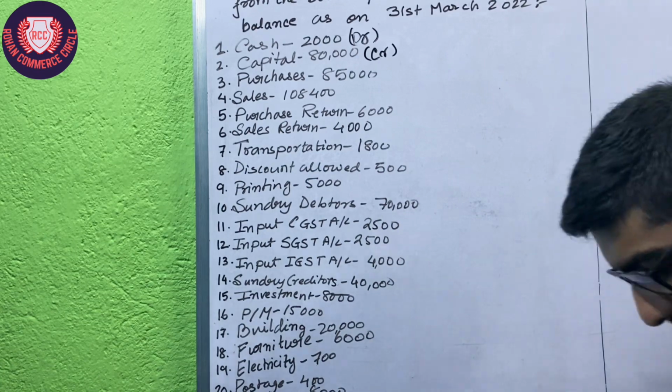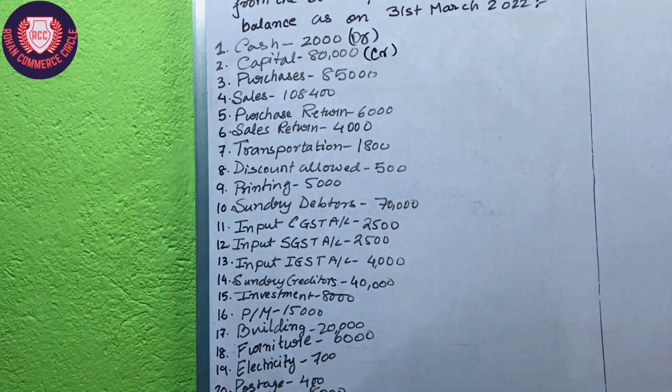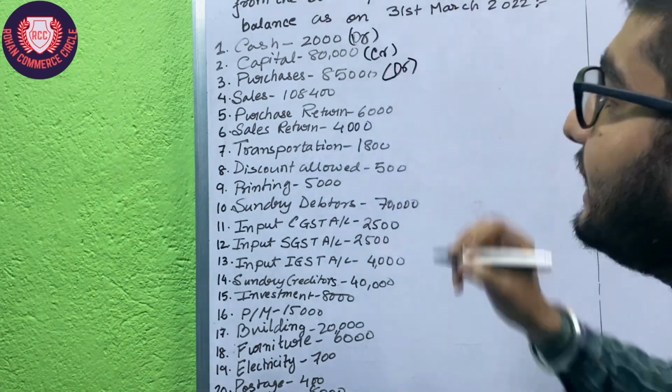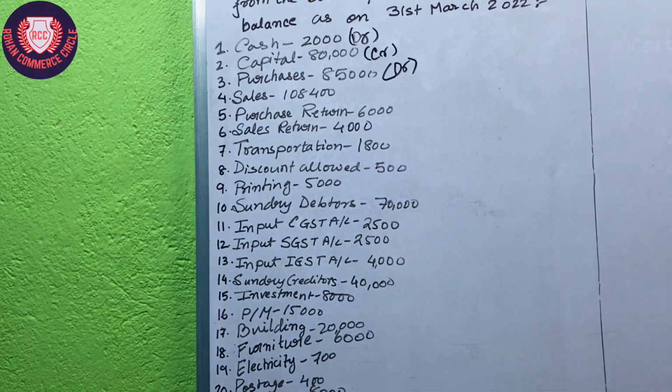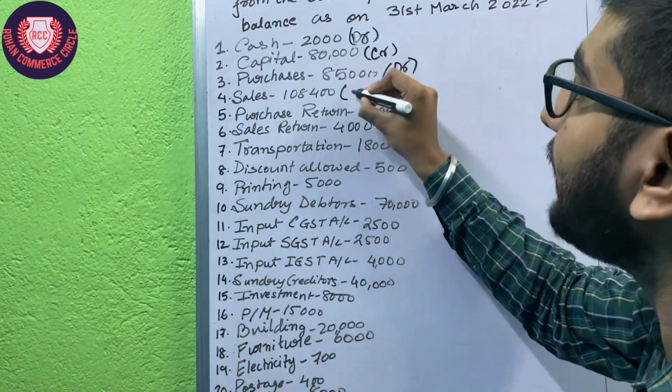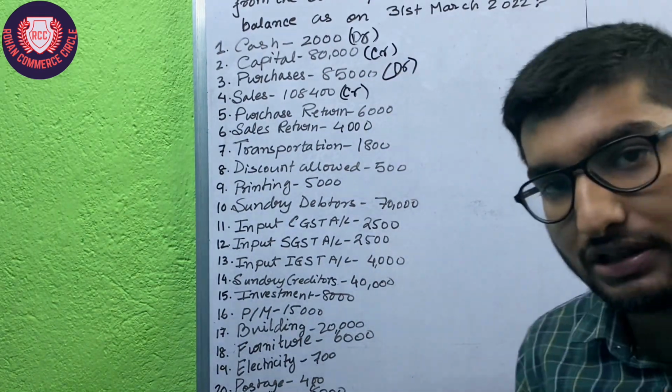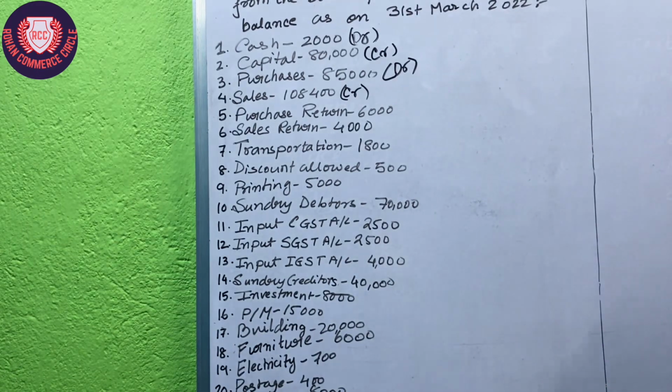Next is purchases. Students, what is a purchase? A purchase is an expense, so it has debit balance. Next is sales. Sales is a revenue. Revenue has credit balance. If you have not seen the rule, please do see the first video by clicking on the I button, students. Then you can see the rule.